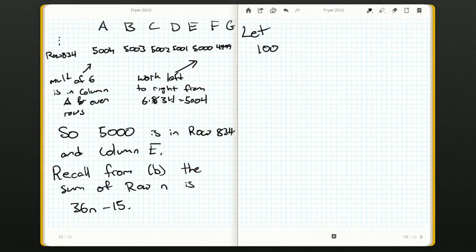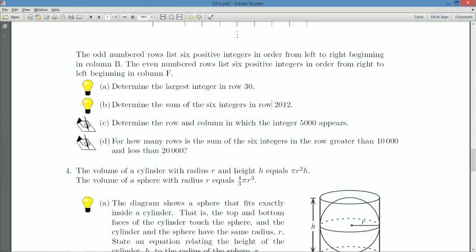So now we let 10,000 be less than 36n minus 15. So we want the sum of row n to be greater than 10,000, but less than 20,000. That's exactly what the question asked. Before we compute, let's just double check. Greater than 10,000, less than 20,000. We're going to figure out what range of n's does that. We just need to count all those rows up.